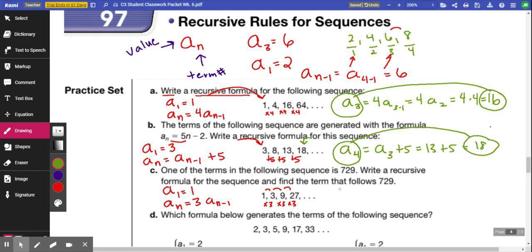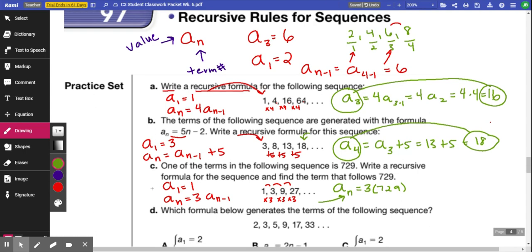So for part A, they want us to figure out which term follows 729. We don't know what 729 is. Even the n is unknown right now, but we're not worried about that because we have the value here. So 3 times, well, the number before is the 729. So go ahead and solve for that. Again, we're not worried about what n is. We just want to find out what the value of the next term is. We can use this recursive formula for that. This is not the answer yet. I want you to go ahead and find the final answer there.